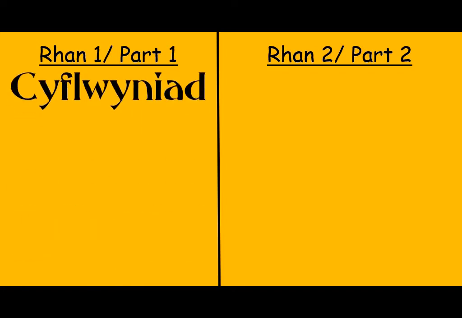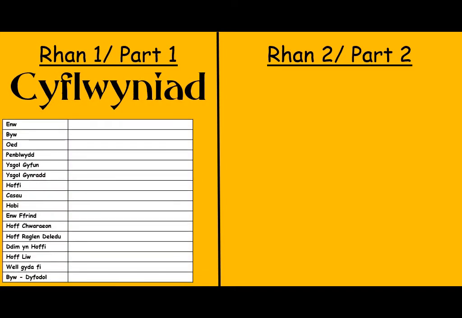The first part will consist of a presentation about yourself, Cyflwyniad, an introduction, covering a number of things that you see on screen, such as your name, enw, byw, where you live, oed, your age, penblwydd, birthday, etc.